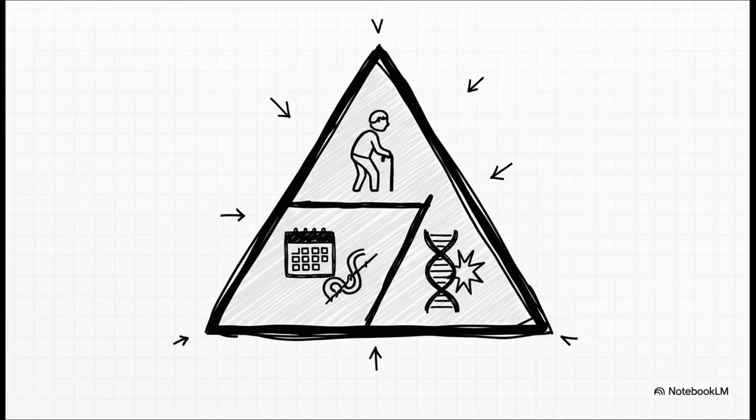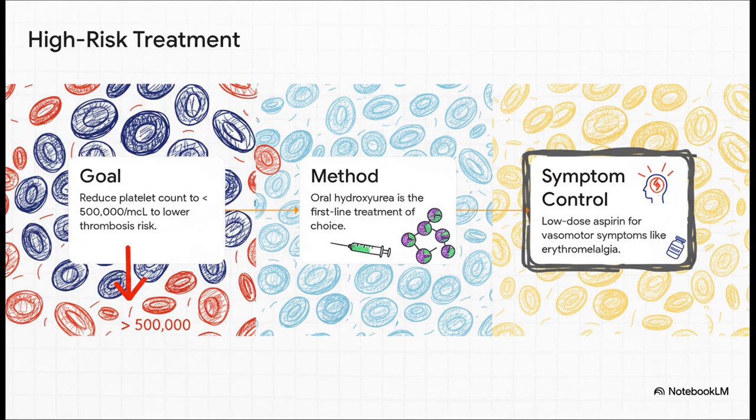So, who's at high risk? Well, we look for three things. Are they over 60 years old? Have they had a blood clot before? Or do they have that JAK2 mutation? If a patient checks any of those boxes, they're considered high risk, and they're going to need therapy to bring that platelet count down. The treatment plan, thankfully, is pretty straightforward.